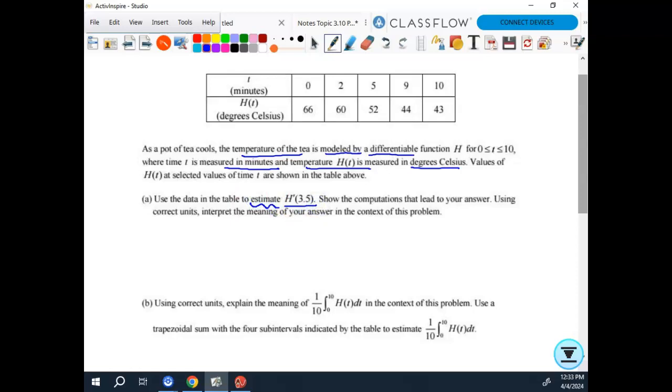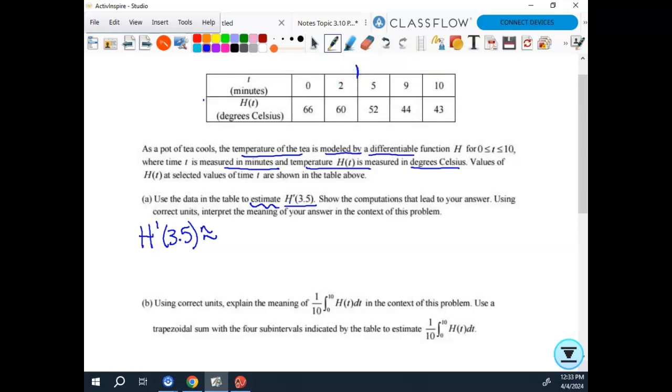We are estimating an instantaneous rate of change, which means we can't find the instantaneous rate of change because we can't actually take the derivative, but this is the rate of change right here. So basically it's just asking you for basic slope, right? So what we want here is we want to write h prime of 3.5 is approximately, right, because we're estimating.